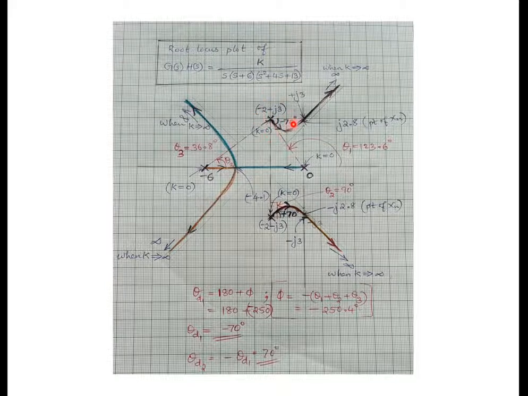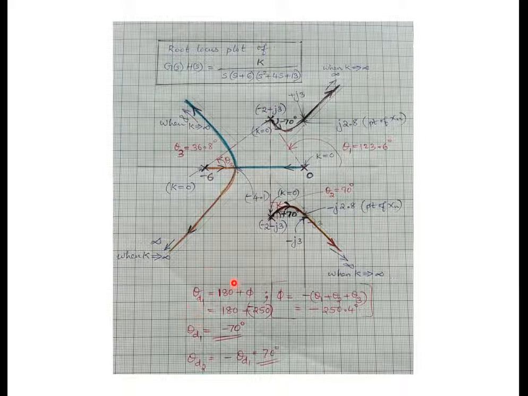You have to draw the phasors: this one phasor, this is the second phasor, and this is the third phasor. We are considering the angle of departure of this complex pole. So the angle contribution by all other poles and zeros. If you are considering minus 2 plus j3, you will have minus 2 minus j3 as another pole, another pole equal to 0, and another pole equal to minus 6. So we are finding the angle made by those other poles towards this pole.